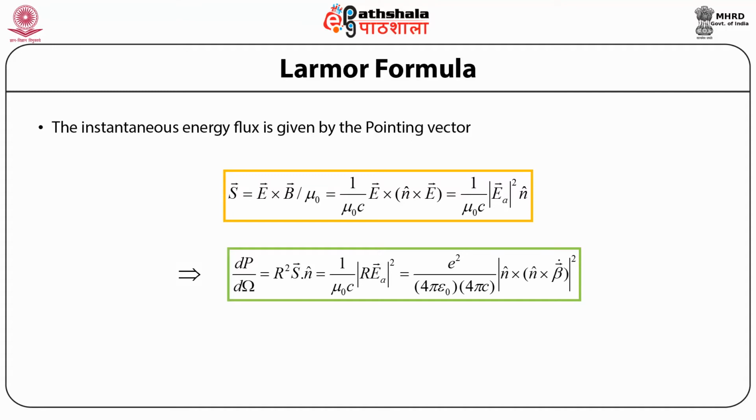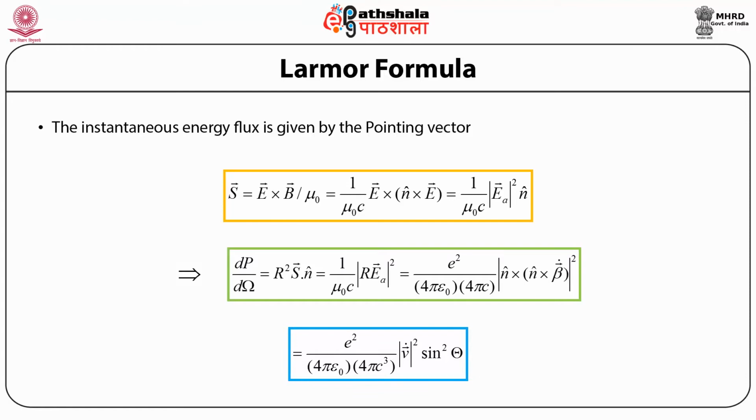The radially outward power output per unit solid angle is dP divided by d omega, which equals R square into S vector dot n cap, equals 1 divided by mu naught c mod of (R into E_a vector) square, equals e square divided by 4 pi epsilon naught into 4 pi c whole into mod of (n cross (n cross beta dot)) whole square.